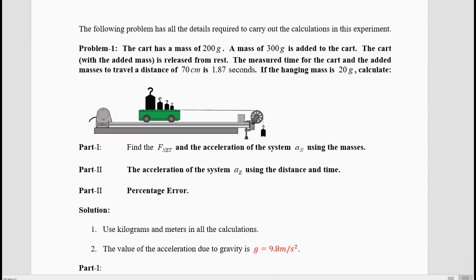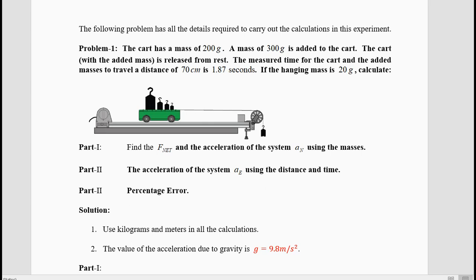Now before we start the experiment, we have to look at the calculations. Read the following problem very carefully. Problem 1. The cart has a mass of 200 gram. A mass of 300 gram is added. You can see it in the picture: the green cart is 200 grams, and 300 grams are added to it. Now the cart is released from rest, and there is a hanging mass M2 equal to 20 grams, and it travels a distance from here to here, about 70 centimeters, in 1.87 seconds.